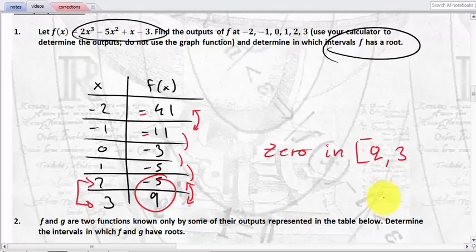And because I know it's not 2, right? f of 2 is not 0. I can open the interval. There is a 0 in (2, 3). All right. So now I detected a 0.